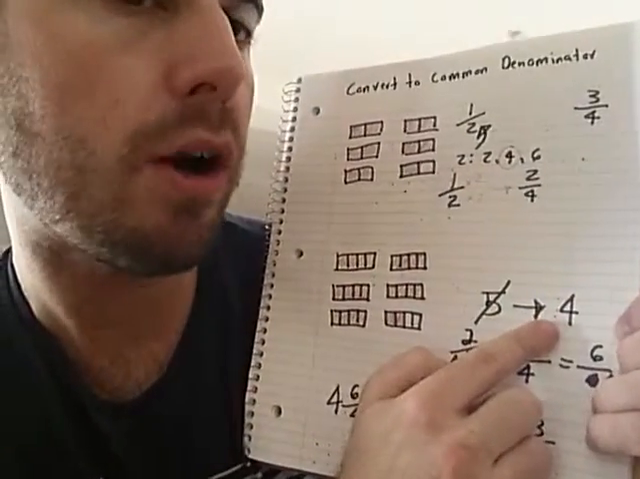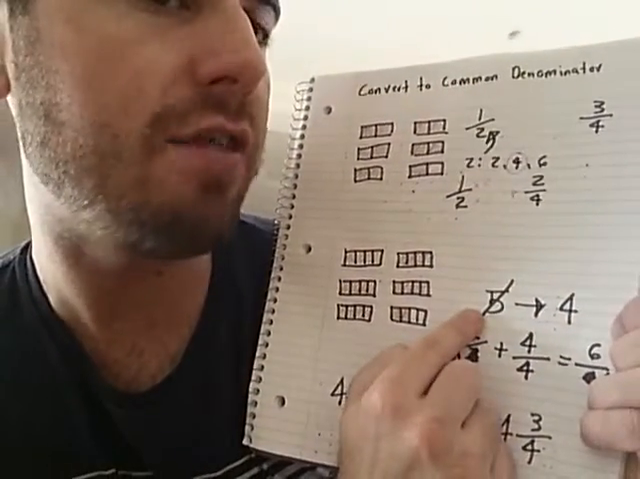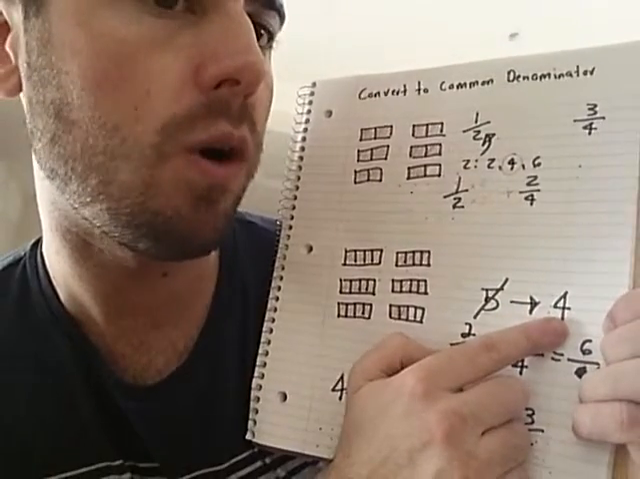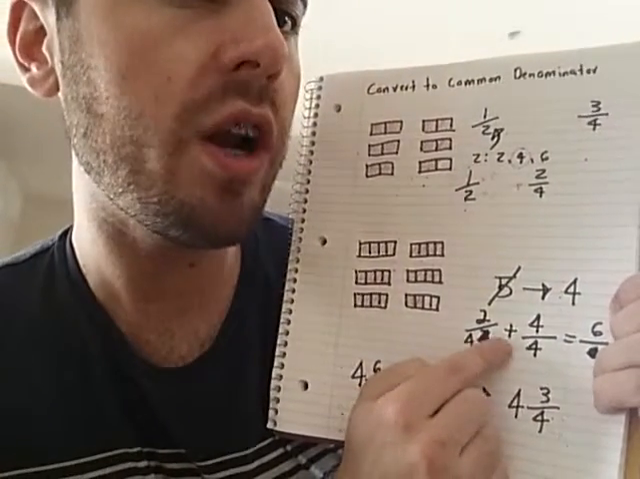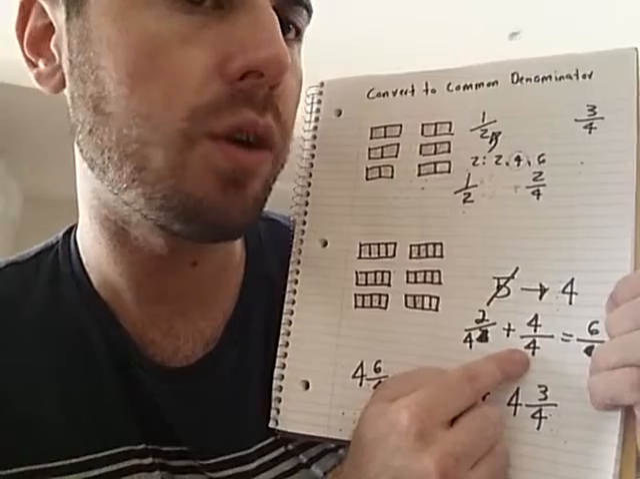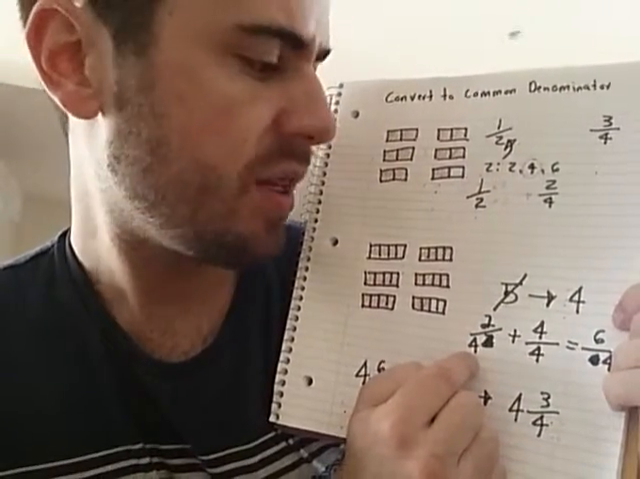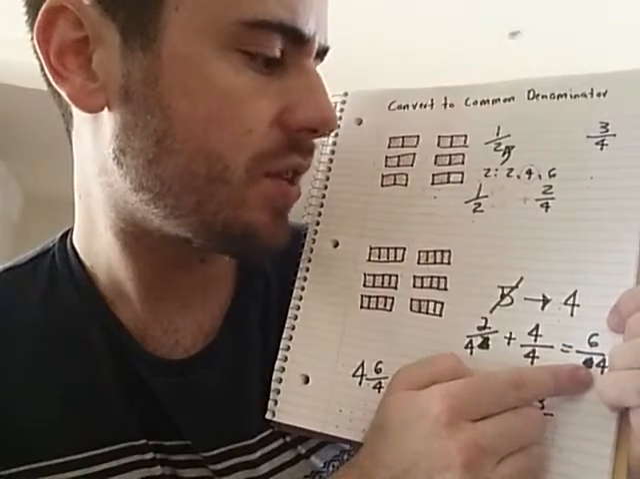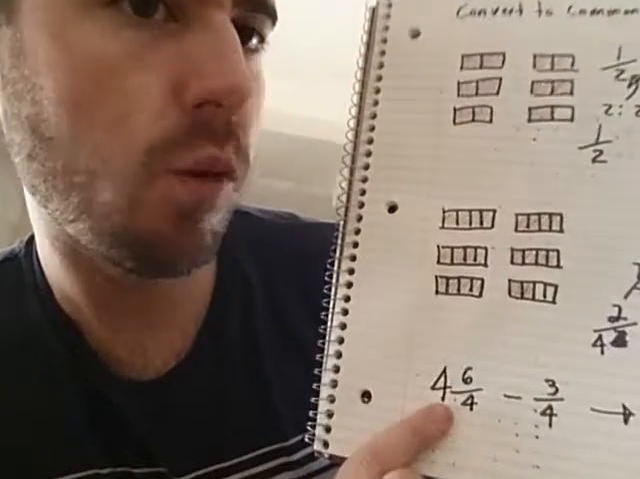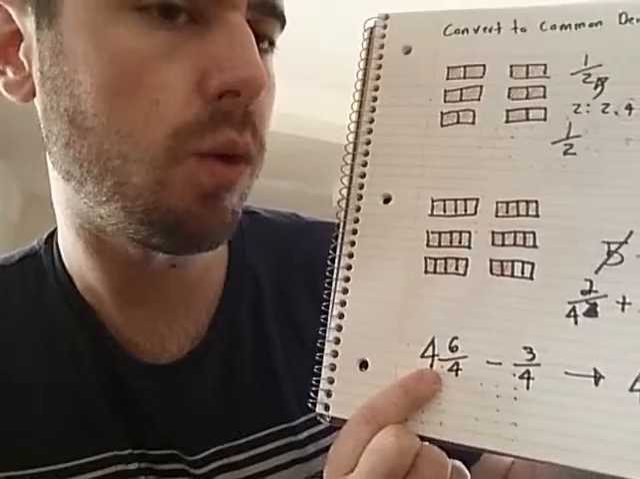So again, we borrowed from our whole. We don't have 5 wholes anymore. We have 4 wholes. We took one of those wholes and we turned it into 4/4. We added it together with our 2/4. And we get our 6/4. So our fraction is 4 6/4, okay?